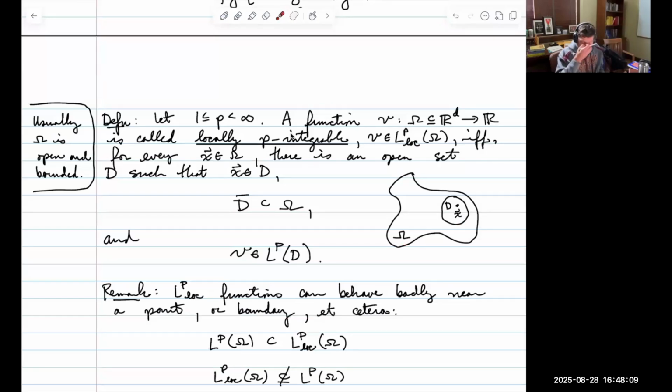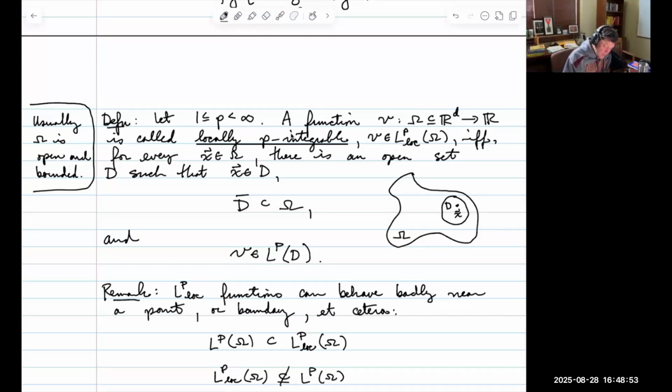That means that I'm talking about points which are not on the boundary. Okay, so if and only if we're talking about points which are not on the boundary, there has to be an open set D. We call this an open neighborhood, right? Such that its closure is wholly contained in omega, and v has to be an L^p function over that open set D. So that means that locally, for each point x, this function is a nice L^p function, but it could get really, really hairy and wiggly and weird near points, or the boundary specifically. Near the boundary, these functions could oscillate more and more wildly.